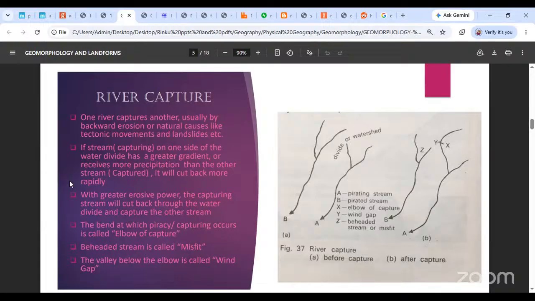Okay, a beheaded stream. Is this okay? Okay. So this is called the elbow of the capture. The space that is left where there used to be water earlier, where there is no water anymore, is called a wind gap. And the stream whose water was stolen is called the misfit of the beheaded stream, because you have no clue where the water is coming from. Okay, ठीक है. और क्या बताऊं मैं आपको इसके बारे में?